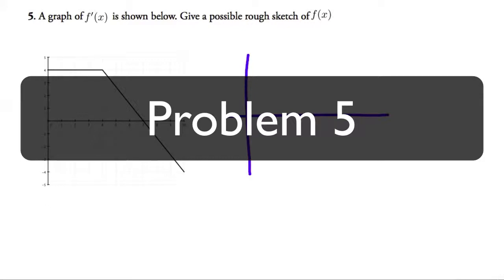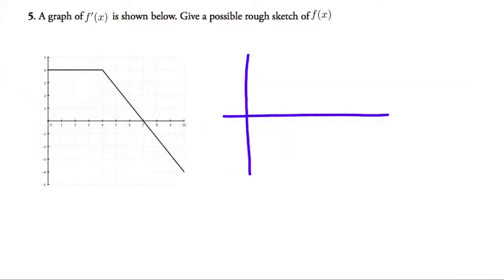Okay, so we have here, it says a graph of f prime of x is shown. So we're assuming this right here is f prime of x. And we're being asked to give a possible rough sketch of f of x. So basically, it's asking us for one of the antiderivatives of this function. And so, pretty much what we're doing is the same thing that we did when we graphed derivatives, just backwards.